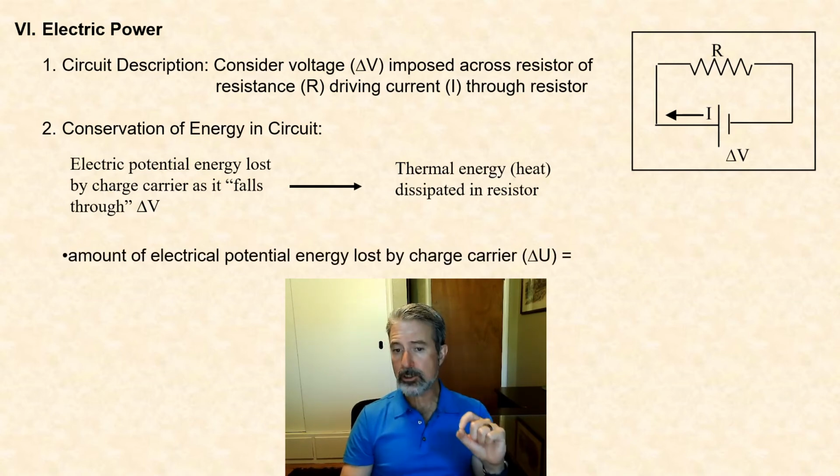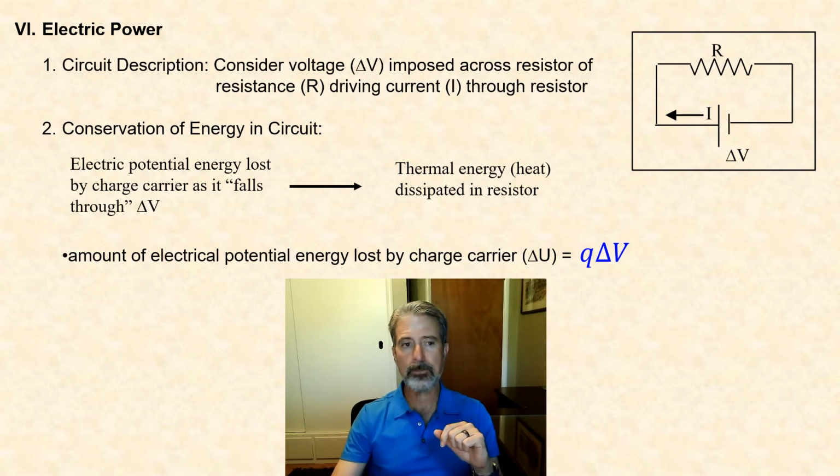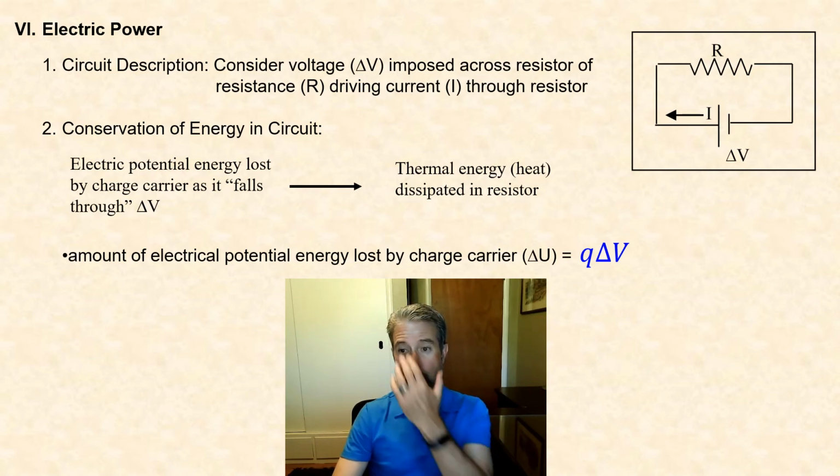The amount of electric potential energy that is lost by a charge carrier, let's say Q, we know from our unit on electric potential, from our definition of electric potential energy and potential energy difference, that the difference in electric potential energy, delta U, is equal to the charge of the charge carrier times the electric potential difference, delta V. This is the definition of electric potential difference. So in the next slide, we'll take a look at deriving some expressions for the electric power associated with charge moving through the circuit.